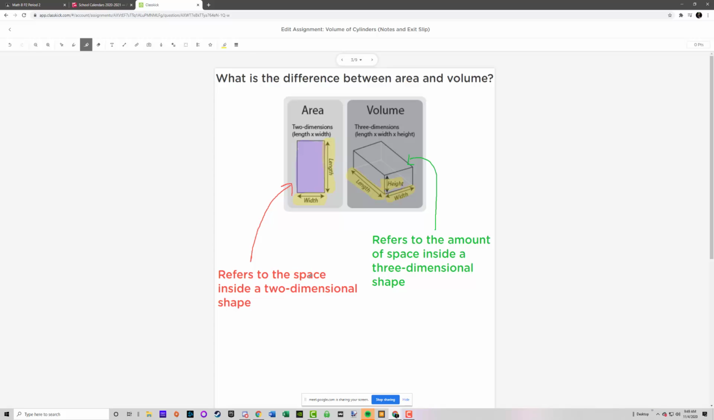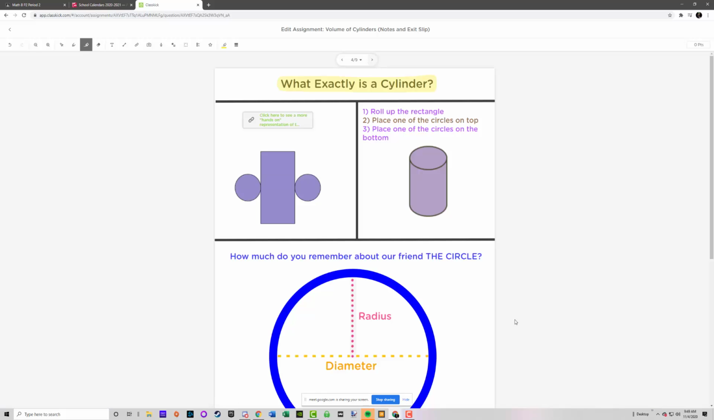This right here is the main difference between area and volume that I would like for you to do your best to keep in mind, or at least know that if you forget, you can come back here and relearn it.